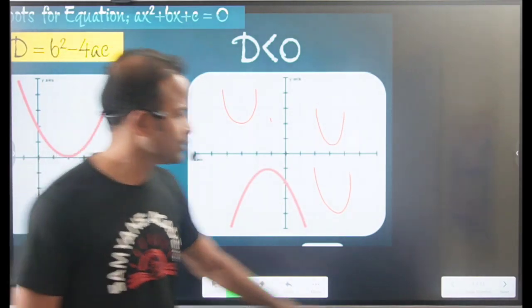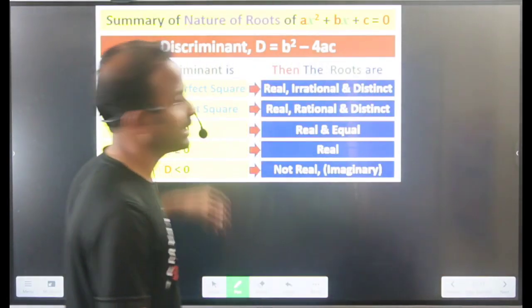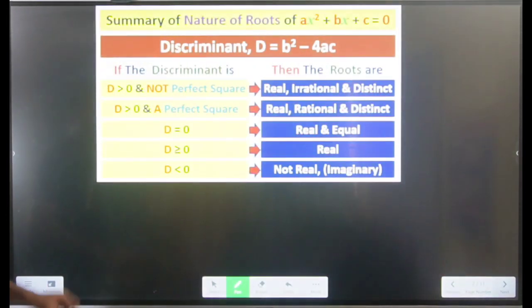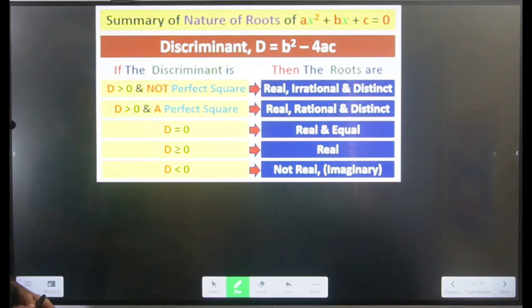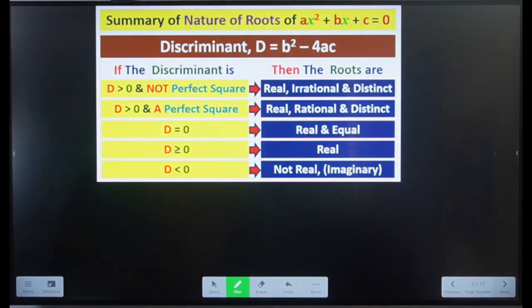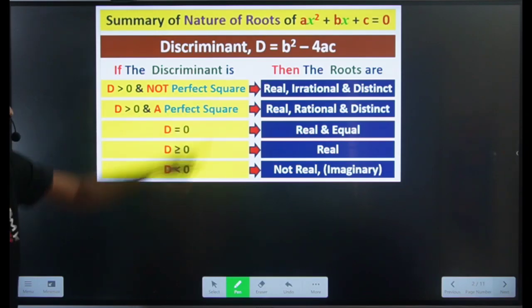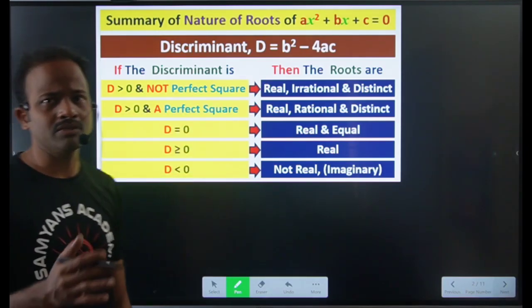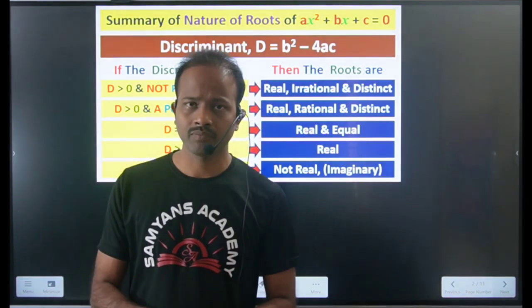Is it clear? So let us summarize all these things in one table. Are you able to see this table? Now you see, the nature of roots of ax square plus bx plus c equal to 0. The discriminant value b square minus 4ac is indicated with a capital D. If the discriminant D is greater than 0, meaning the discriminant value is positive and not a perfect square, suppose the b square minus 4ac value is 33.